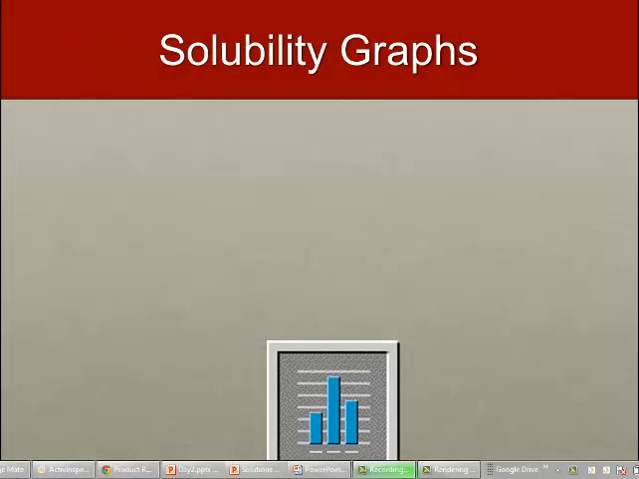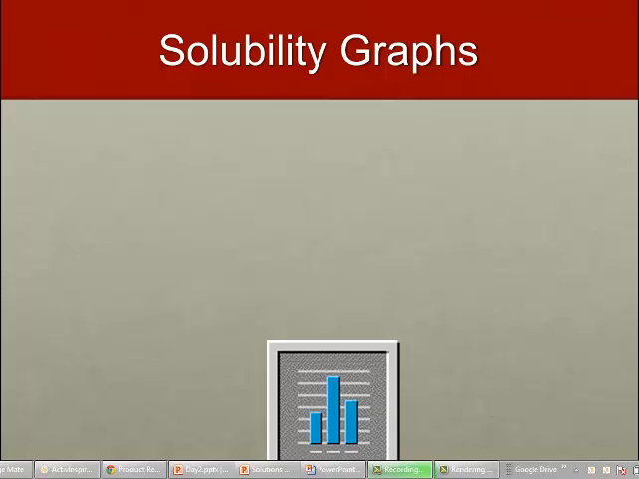All right, this is part two of our solubility graphs. I split our lecture into two parts because I know there are some people who just need a little help with the solubility graph. So rather than having to go through all of part one, I figured I'd just split it up into the second part. So what I want to talk about now are solubility graphs.